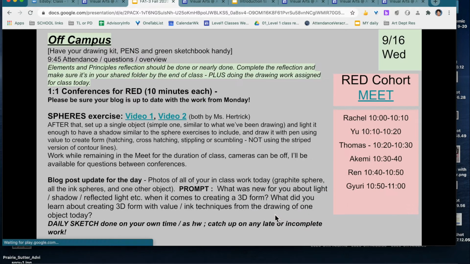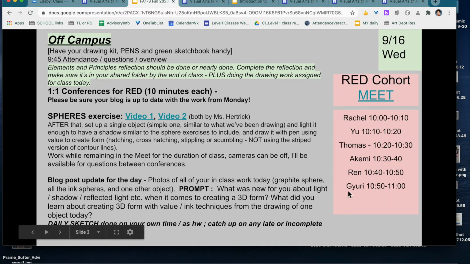The cohorts also allow us to have one-on-one conferences on off-campus days so that it rotates through every third off-campus day. The students will have a one-on-one conference while everyone else is working, and it only pulls out the student for the conference for those 10 minutes. The rest of the time they will be doing the classwork that is necessary for that day.